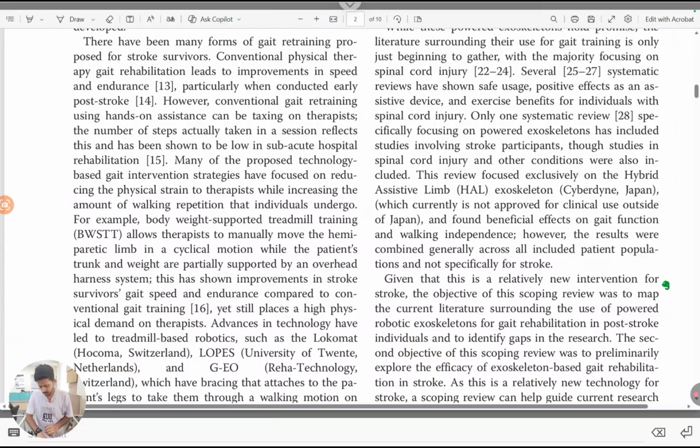This review focused exclusively on the hybrid assistive limb (HAL) exoskeleton by Cyberdyne, Japan, which is currently not approved for clinical use outside of Japan, and found beneficial effects on gait function and walking independence. However, the results were combined generally across all included patient populations and not specifically for stroke.